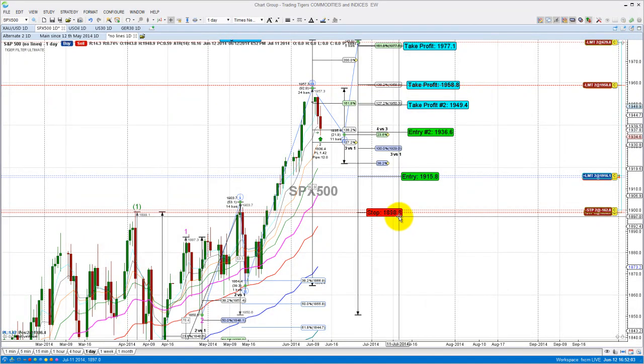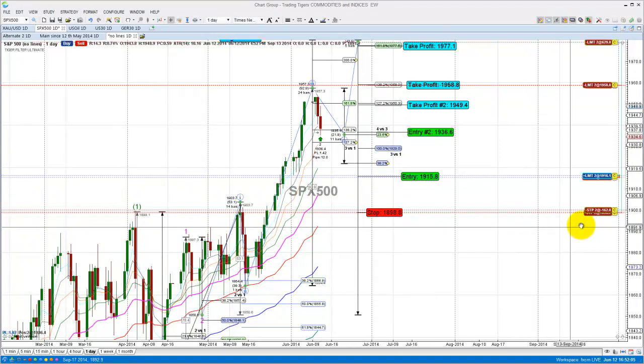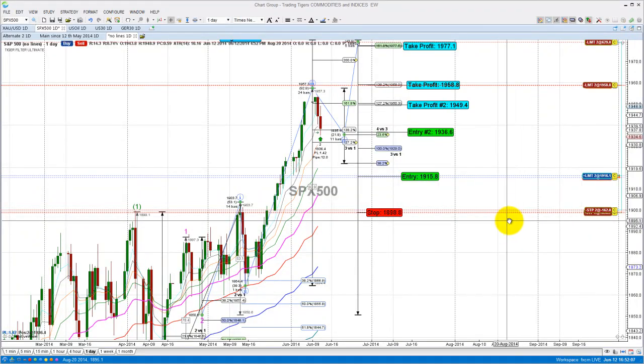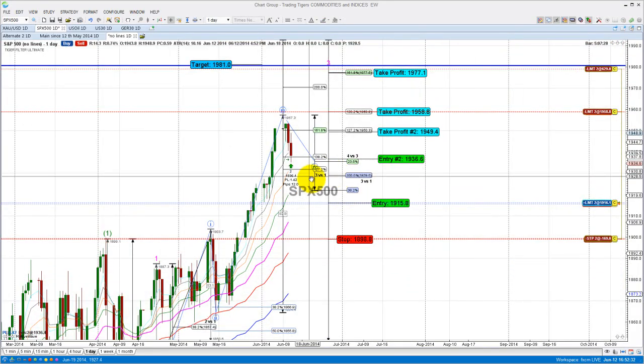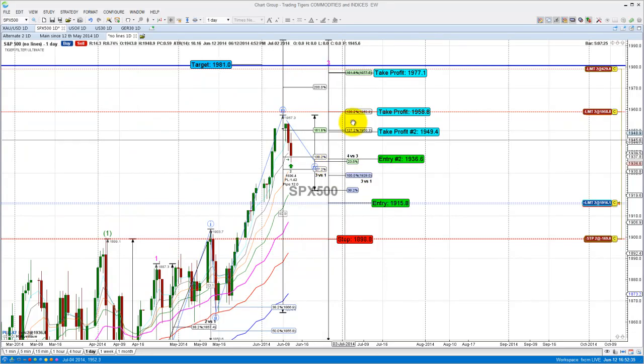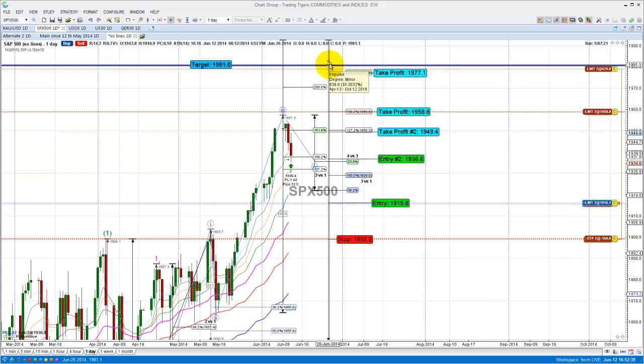1898.8, and this is all based on Fibonacci rules. So we feel pretty confident about that. So what we're looking for now is the push up of the wave 4 to take us out, to complete the wave 3, which is the larger wave of the minor wave.